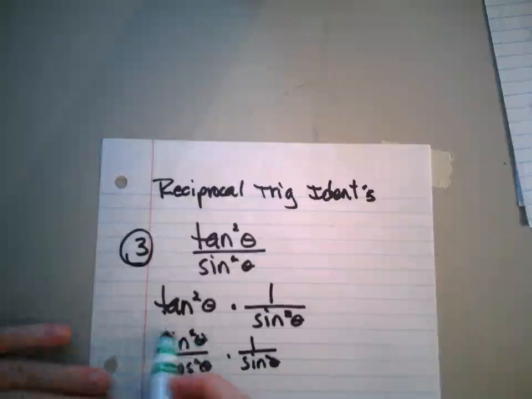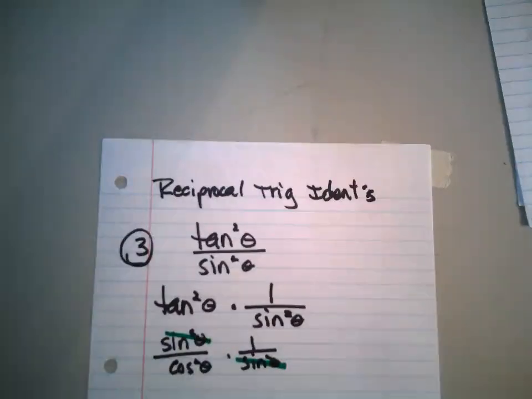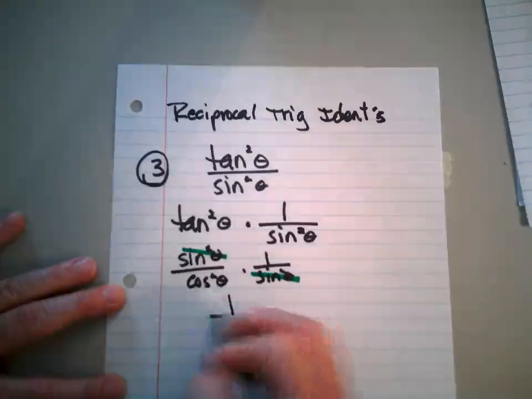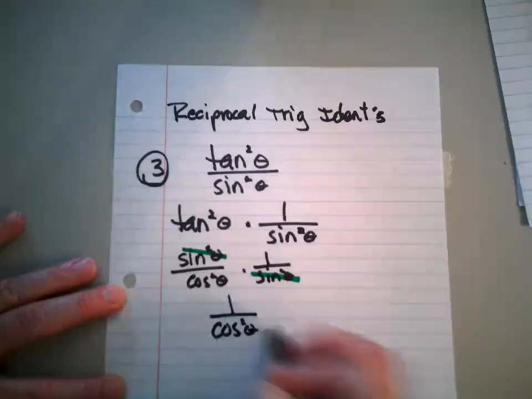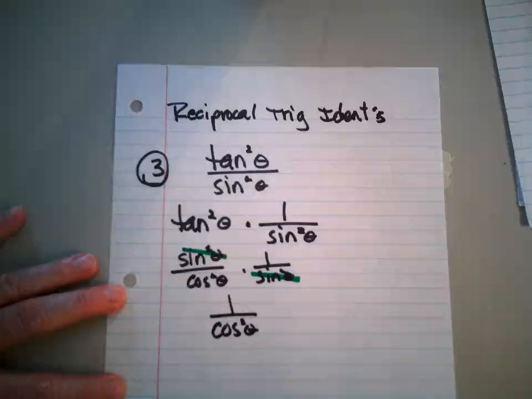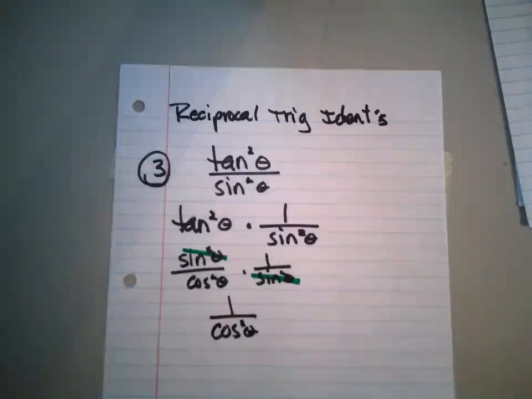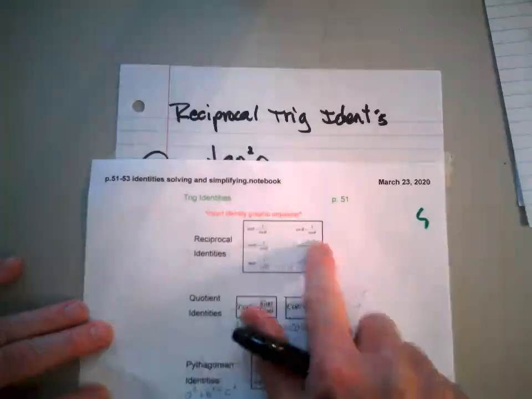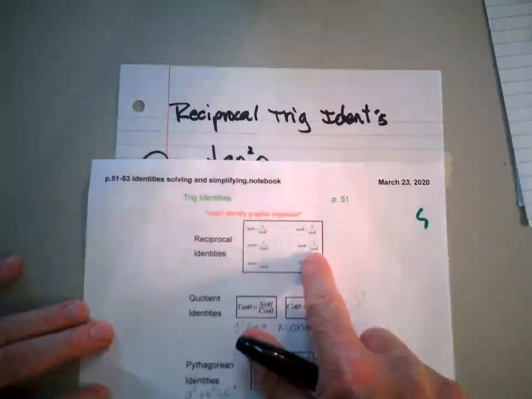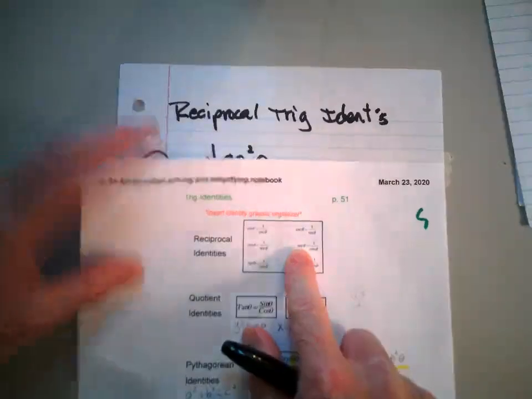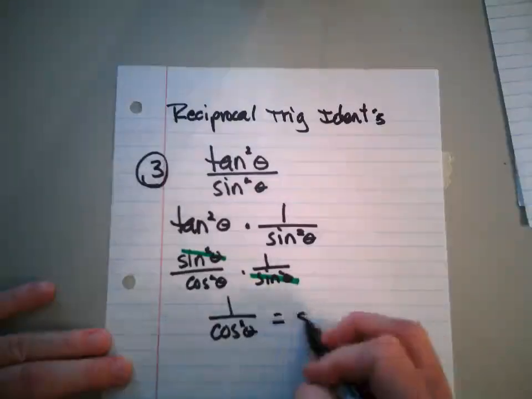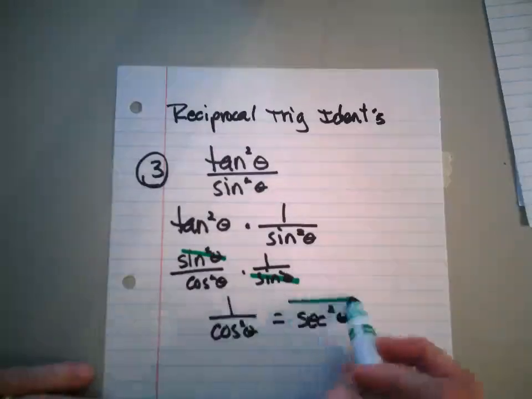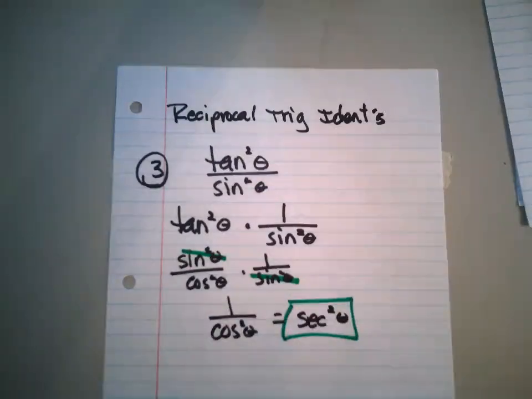So you're going to get your sine squares to cancel out. Scoop that up. So we're going to be left with 1 over cosine squared theta. And here's where the reciprocal identity comes in. So if you have your identities close by, reciprocal, 1 over cosine right there is secant. So this is going to be secant squared theta. That is going to give us a big green check.